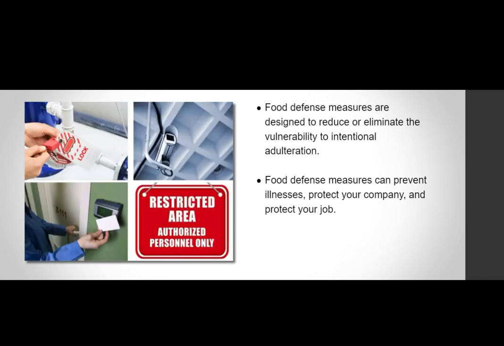The primary purpose of food defense is to prevent intentional adulteration. A successful intentional adulteration event can result in illnesses, deaths, and psychological and economic damage that can extend far beyond the point of adulteration. And that is why food defense is so very important.